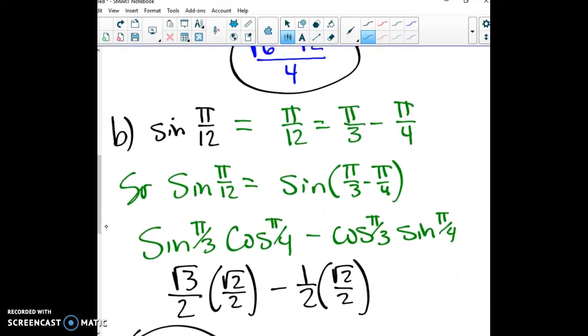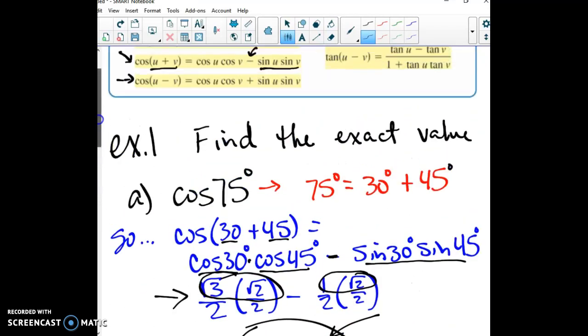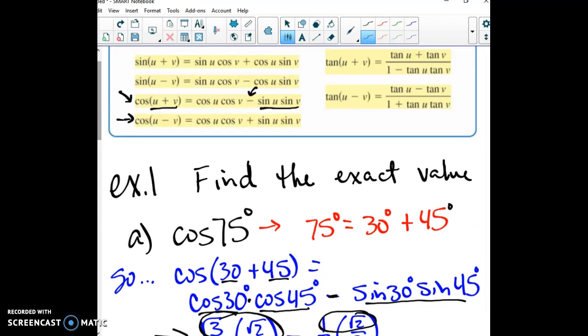Part B of example 1 says now we're going to find pi over 12. We're going to think about our unit circle again. Which radians are easy to work with? We have 4 pi over 12 minus 3 pi over 12. That's how I look at those, and that gives us 1 pi over 12. So the pi thirds and pi fourths, we're going to take the sine. This is a difference problem, so we're going to look back up here, the difference formula for sine.